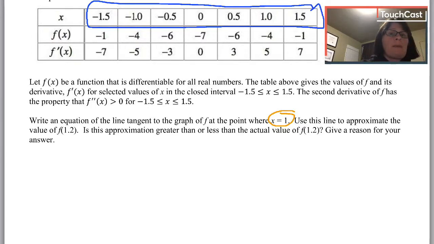So I don't happen to memorize that formula from the yellow box. I start with point-slope form every time. So I know I'm going to use an ordered pair, a point on the f function, so (1, -4).